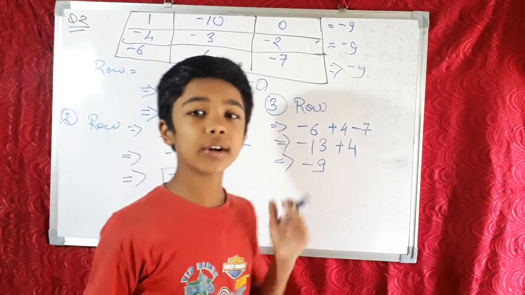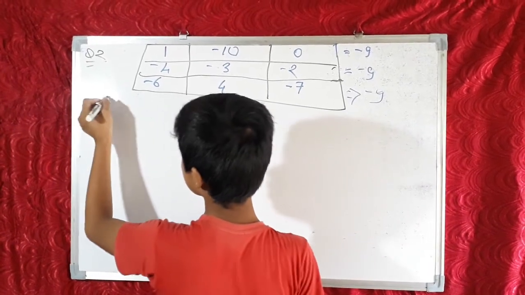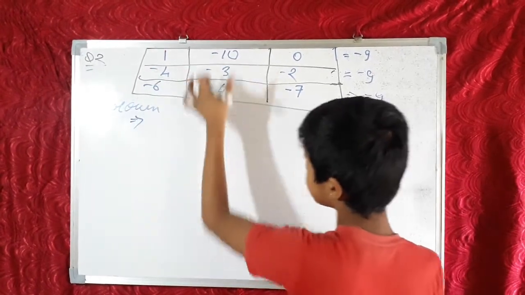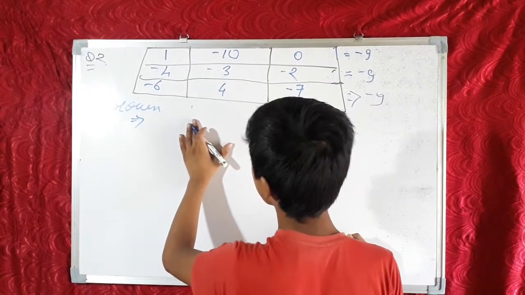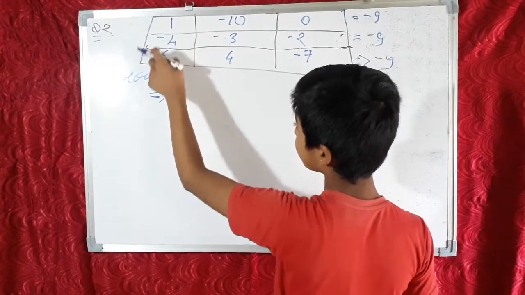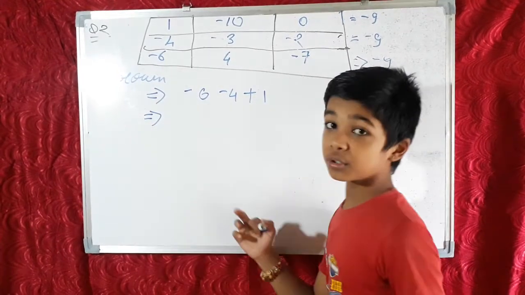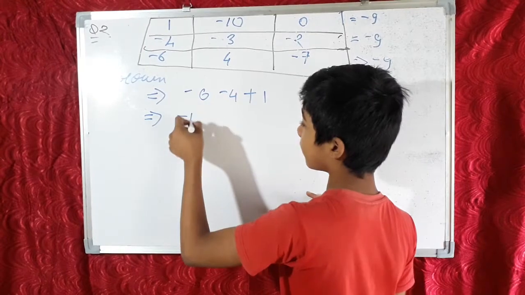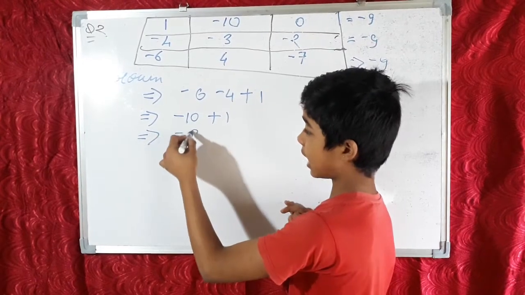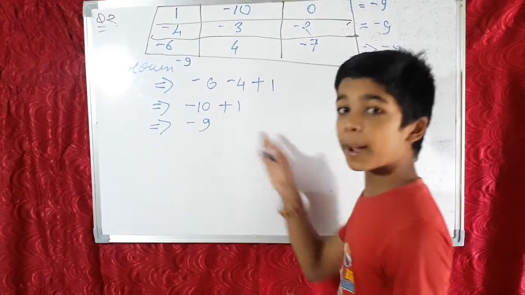Now we take out the sum of our columns. First column: what is our first column sum? It is 1, minus 4 and minus 6. So minus 6 minus 4 plus 1. Minus 6 and minus 4 make minus 10, plus 1 is minus 9. So our first column sum is also minus 9.